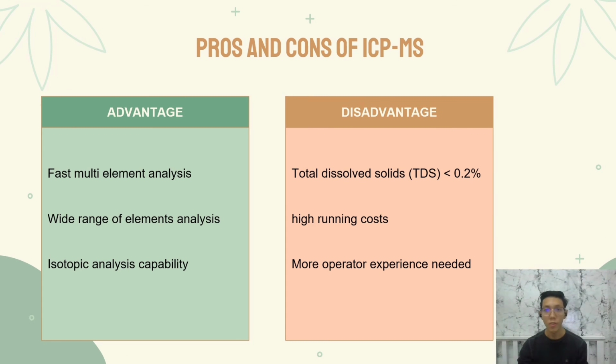Pros and cons of ICP-MS. The advantages of ICP-MS are fast multi-element analysis, a wide range of element analysis, and isotopic analysis capability. The disadvantages are that total dissolved solids in ICP-MS must be less than 0.2%, high running costs, and more operator experience needed.